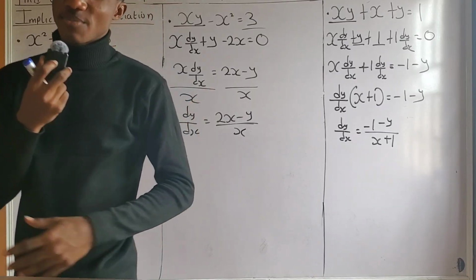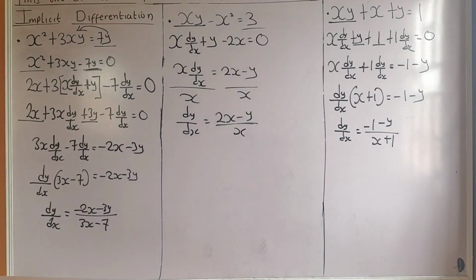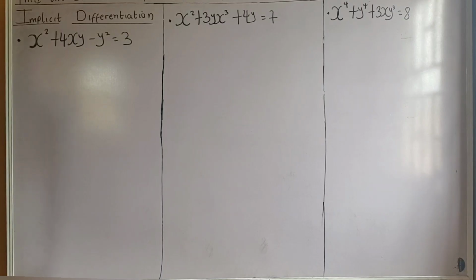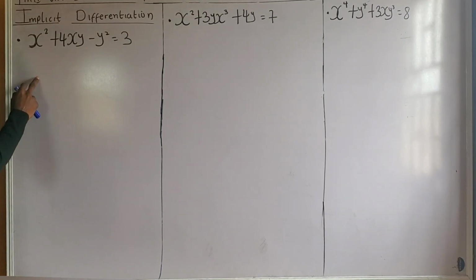So let's look at more worked examples under implicit differentiation, okay? Let's consider the question that we have on the board on implicit differentiation. We are asked to find the derivative of this function with respect to x. In this function, to differentiate y with respect to x, we have to differentiate term by term, okay? Now let's start with x squared. If you want to differentiate x squared, you're going to have 2x. So I'm going to have 2x.